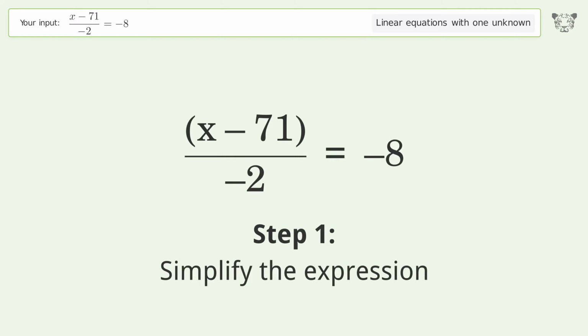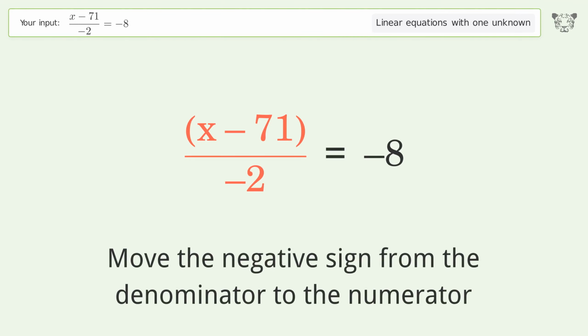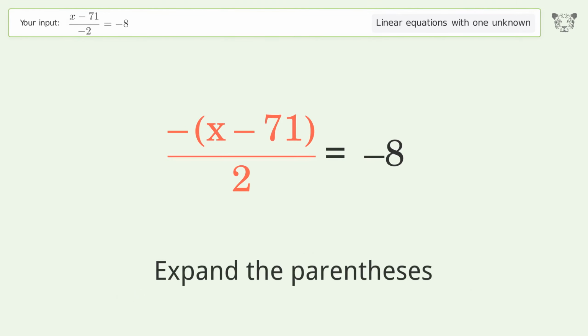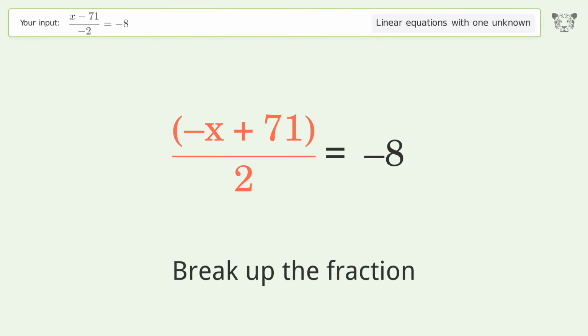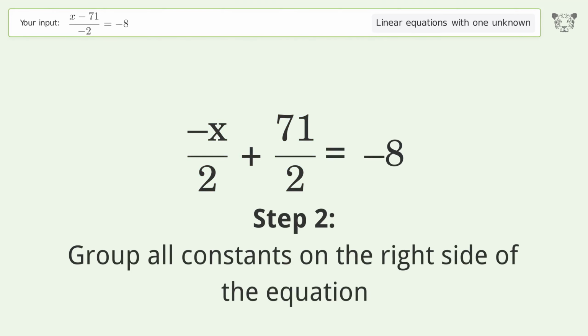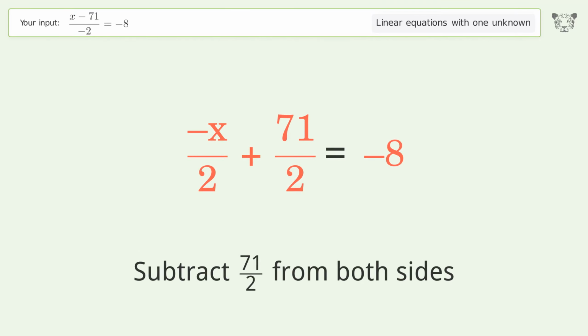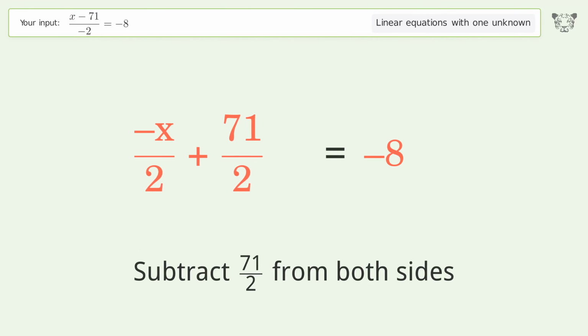Simplify the expression. Move the negative sign from the denominator to the numerator. Expand the parentheses. Break up the fraction. Group all constants on the right side of the equation. Subtract 71 over 2 from both sides.